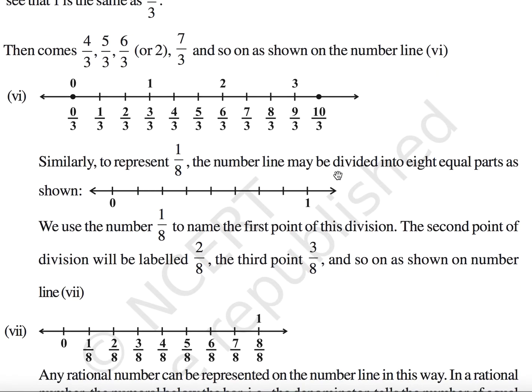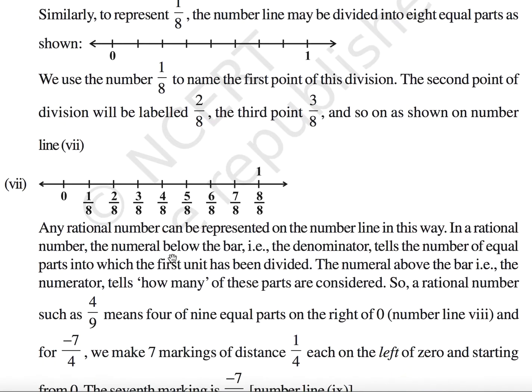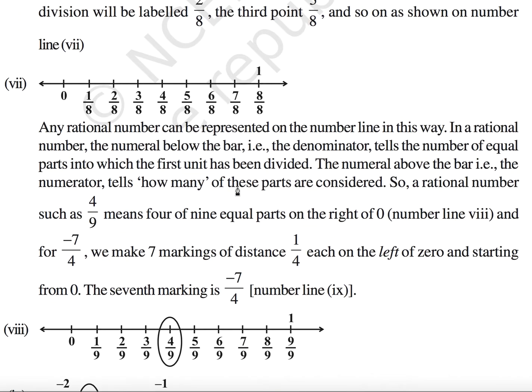Okay. Similarly, to represent 1 by 8 on the number line, 0 to 1 has to be divided into 8 equal parts. The first division will be 1 by 8, the second will be 2 by 8, the third will be 3 by 8, like that. Then how to represent 4 by 9? Between 0 and 1, make 9 equal parts. The fourth one represents 4 by 9.